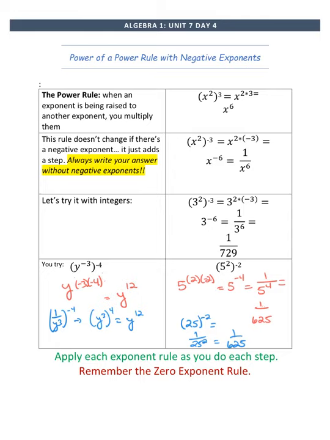Okay, you have now learned all the rules with positive exponents, and you've learned all the rules with negative exponents. The rules are the same, but with negative exponents, you just have that one more step to do.